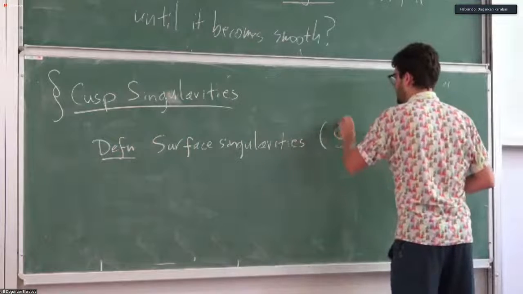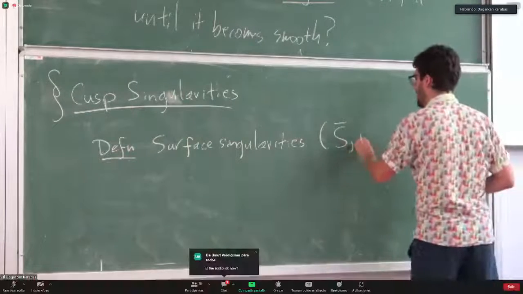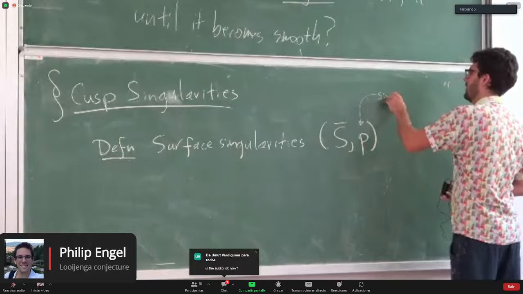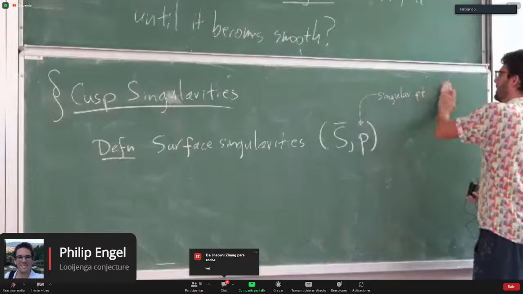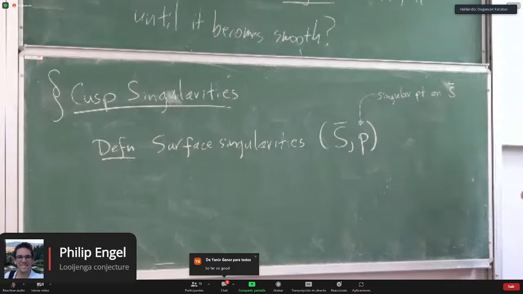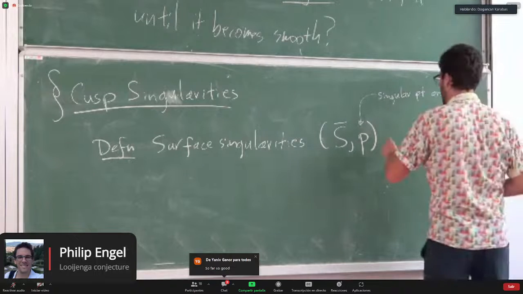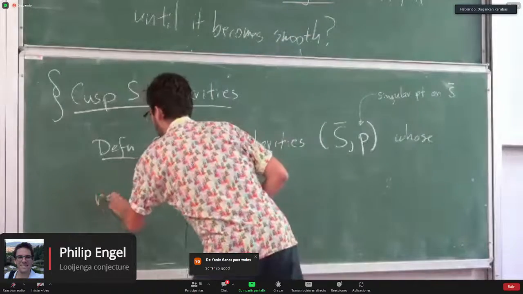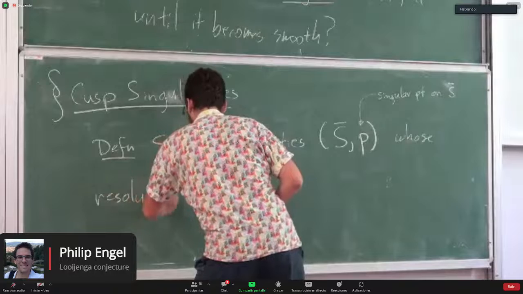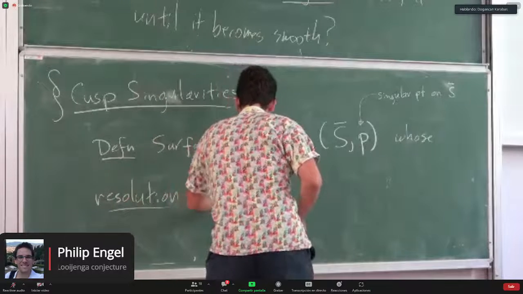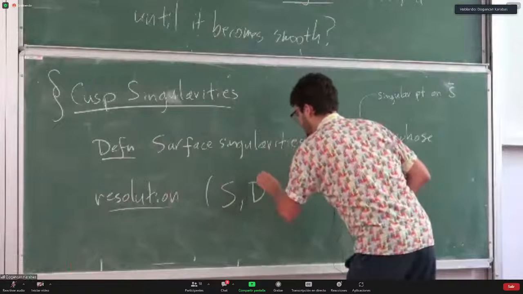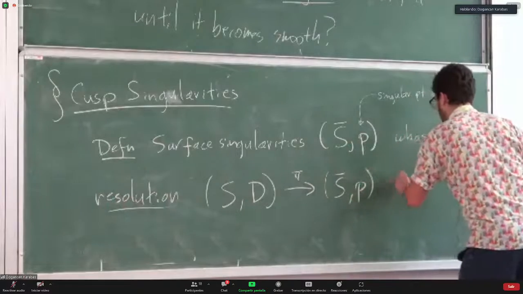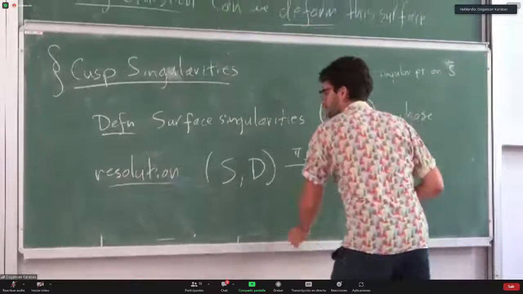Let's call it S bar, comma, P. Okay, so this is the singular point on S bar. So these are surface singularities S bar, P, whose resolution, remember the resolution was gotten by blowing up. And let's write it as S, comma, D, mapping by this pi to S bar, P, is a cycle of rational curves.